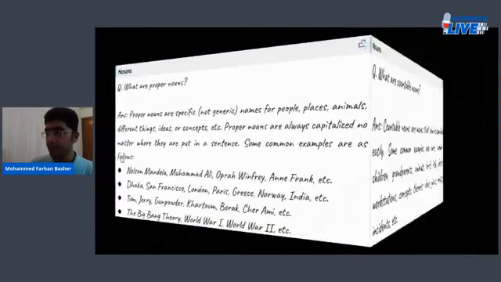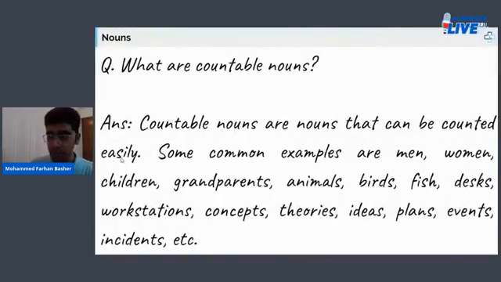All right. Then we have countable nouns. Very simple to understand. Countable nouns are those nouns that can be easily counted. Some common examples are men, women, children, grandparents, animals, birds, fish, desks, workstations, concepts, theories, ideas, plans, events, incidents. These are all countable nouns because you can count these things. You can count people, animals, and several things like buildings, cars, libraries, classrooms, and schools. Things that are countable are known as countable nouns.